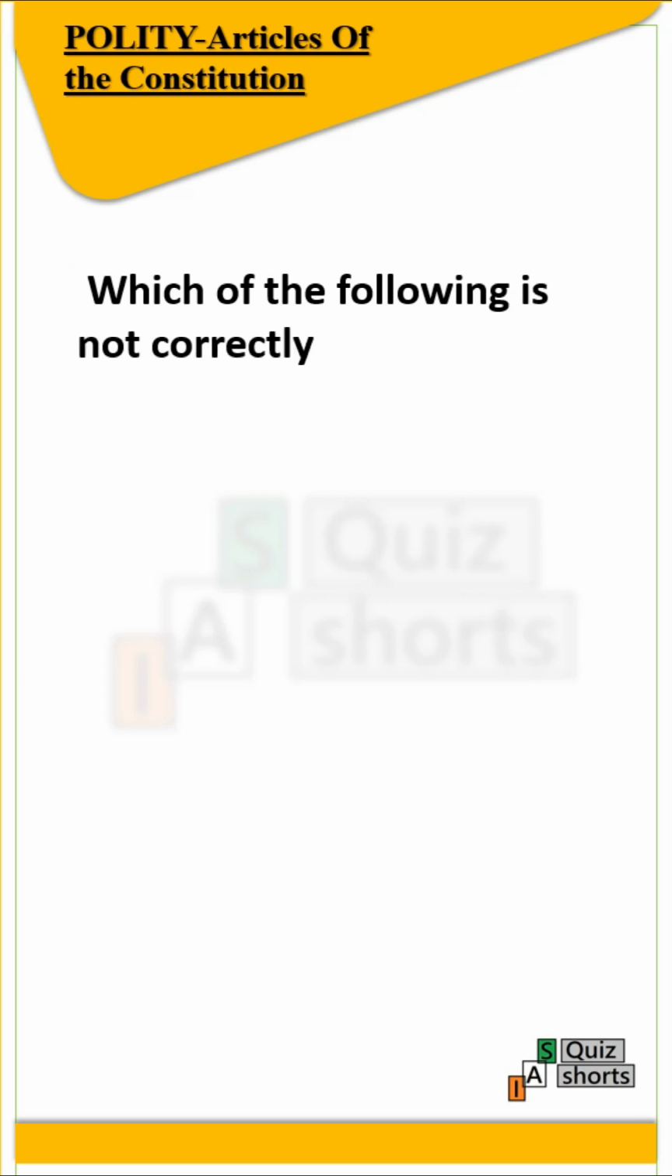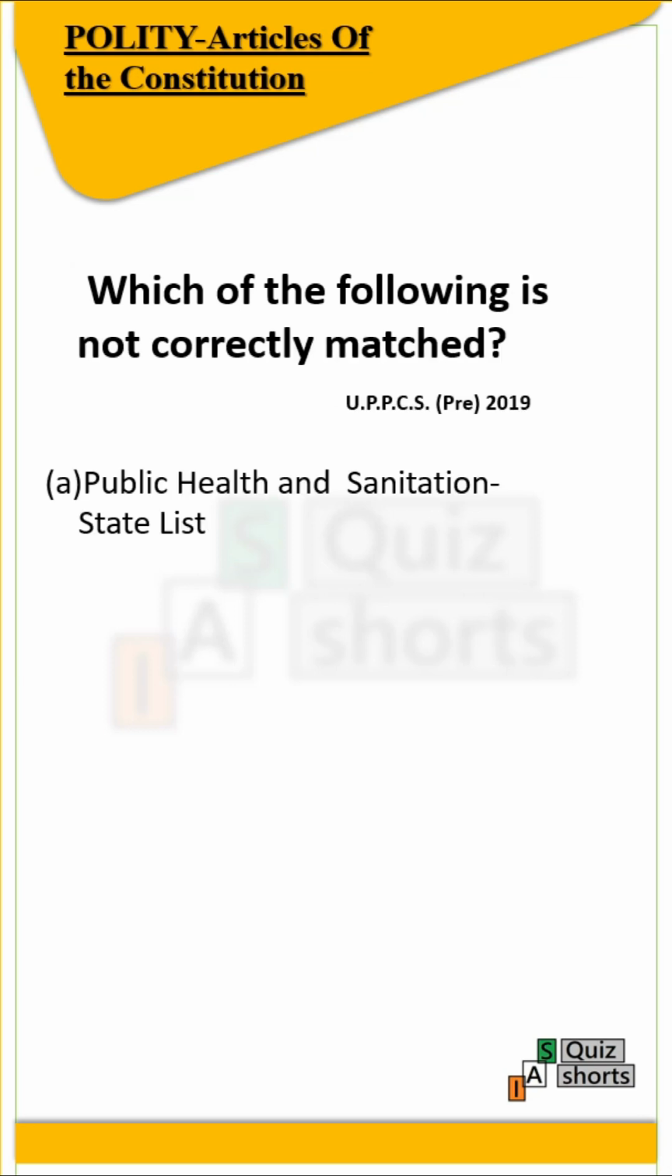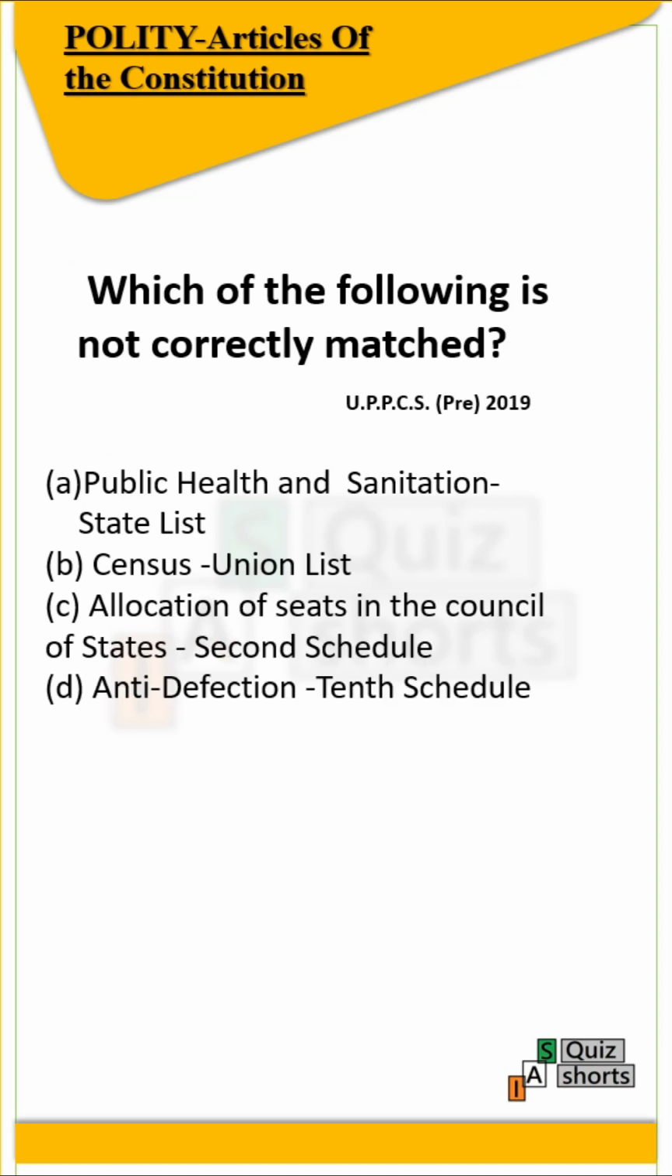Which of the following is not correctly matched? A, public health and sanitation in state list. B, census in union list. C, allocation of seats in the Council of States in second schedule. D, anti-defection in 10th schedule. Answer is option C, allocation of seats in the Council of States in second schedule.